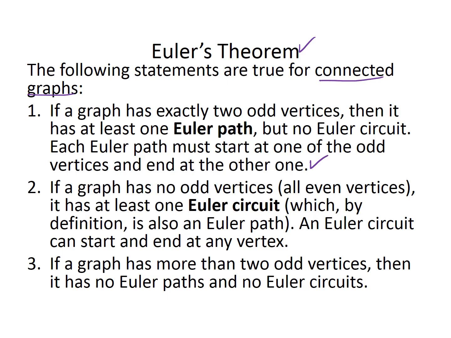If a graph has no odd vertices, meaning it has all even vertices, then it has at least one Euler circuit, which by definition is actually also an Euler path. An Euler circuit can start and end at any vertex, right? Only with the Euler path do we have to worry that it has exactly 2 odd vertices, and that we start and end at the odd ones. If a graph has more than 2 odd vertices, then it has no Euler path and no Euler circuit. So they either have to all be even or exactly 2 have to be odd.